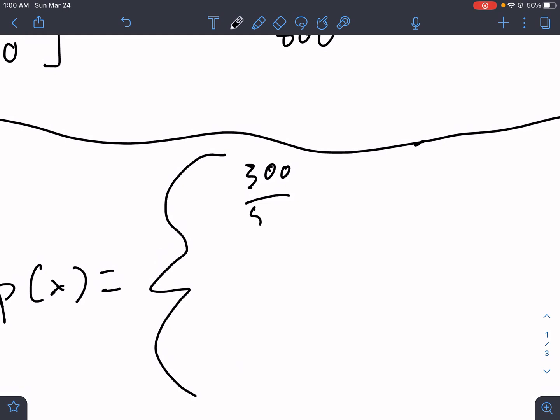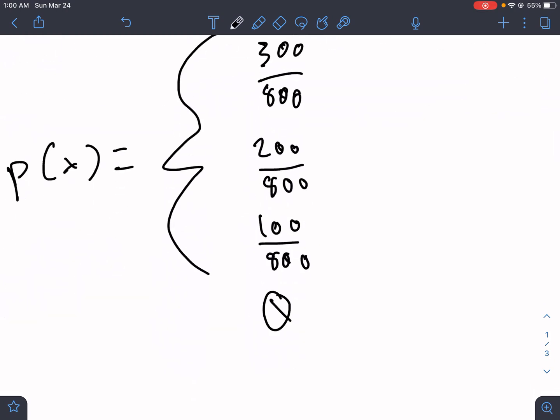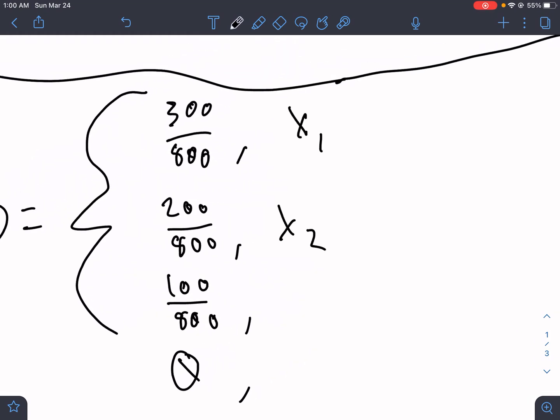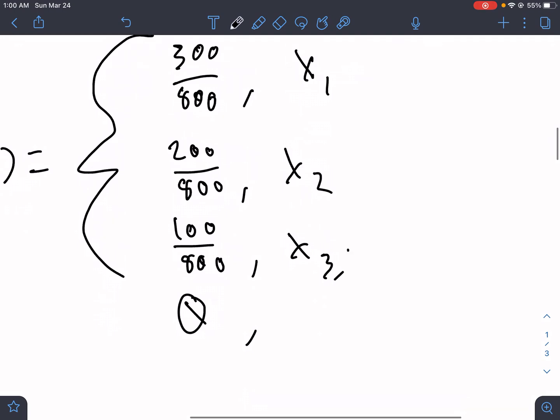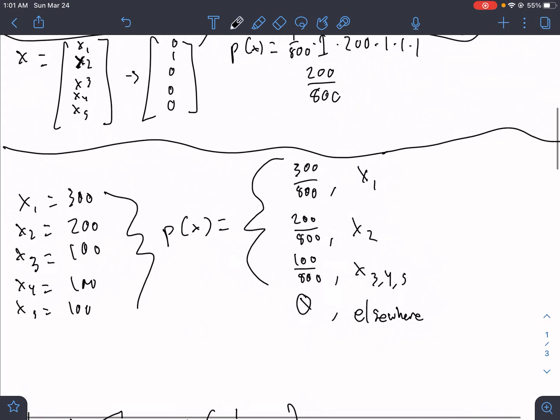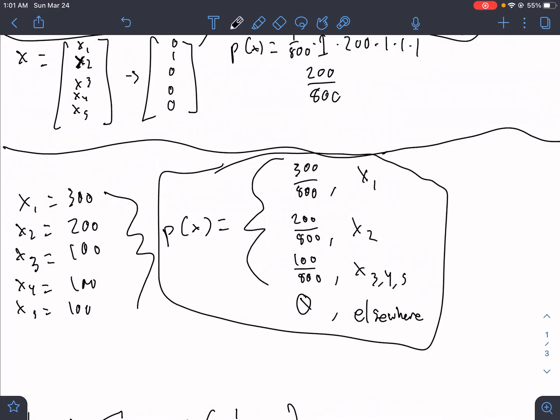So you would do 300 over 800, and then you do 200 over 800 and 100 over 800, and then you'd have 0. And then all of these would have their cases, so this would be x1, x2, x3, 4, 5, and then elsewhere. And you'd have to include all the cases here, but in either case, this would also work.